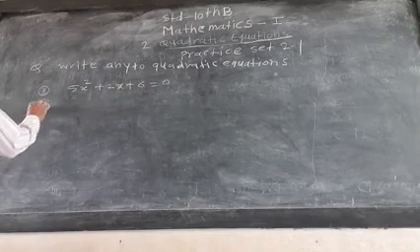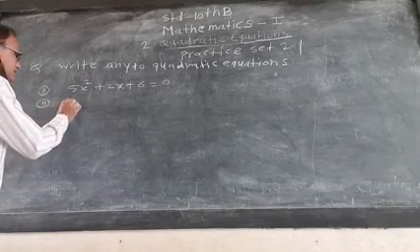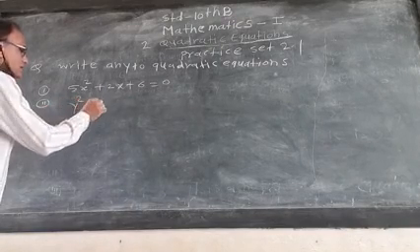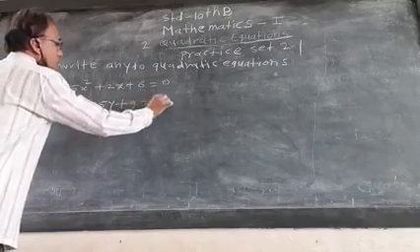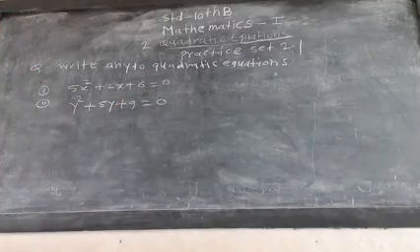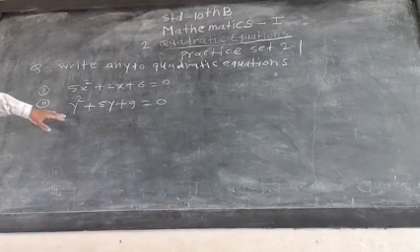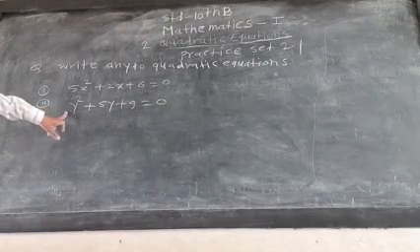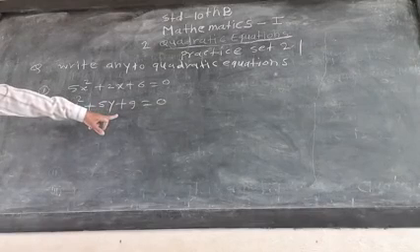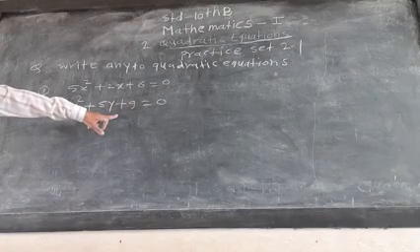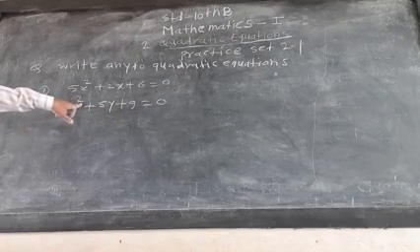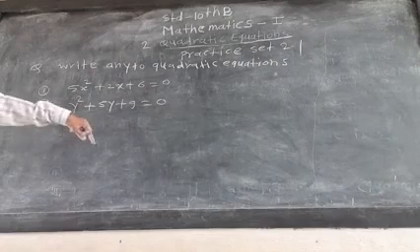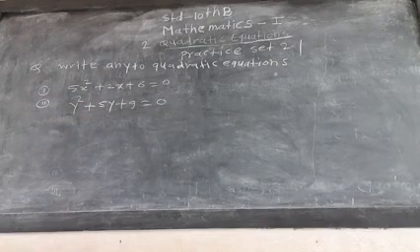Again, second, y square plus 5y plus 9 equal to 0. Look at this equation. y is the only variable in this equation, and the maximum index of y is 2. So it is a quadratic equation.